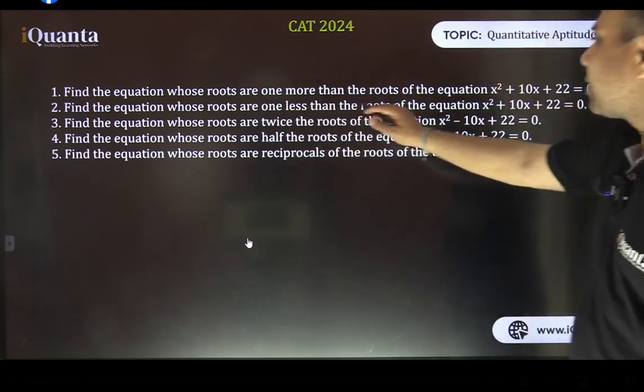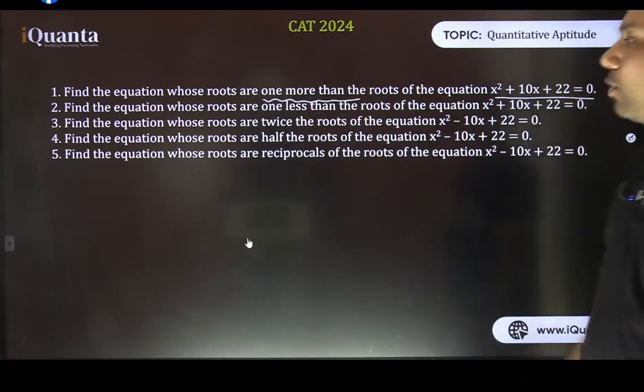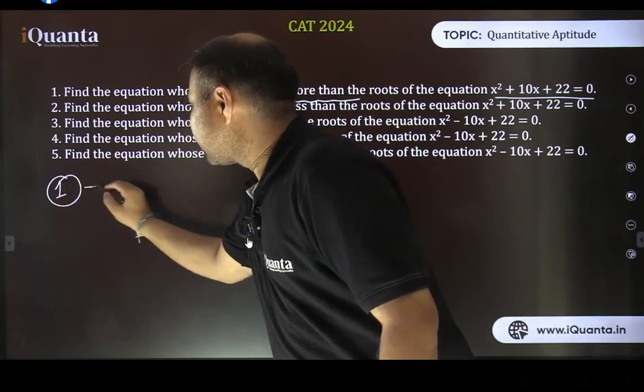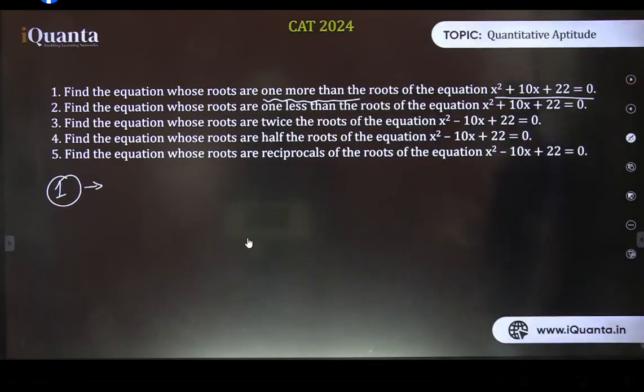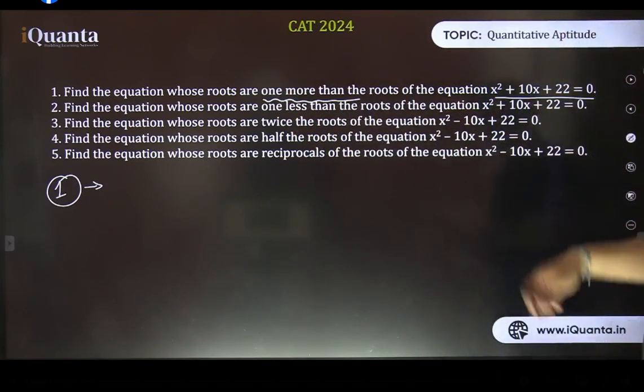Find the equation whose roots are 1 more than the roots of the equation x square plus 10x plus 22 equals 0. First question, answer please. Now it is not necessary to find the roots of this equation. We can directly write the equation which satisfies this condition. A new equation whose roots are 1 more than the roots. What we need to do, can you tell me?